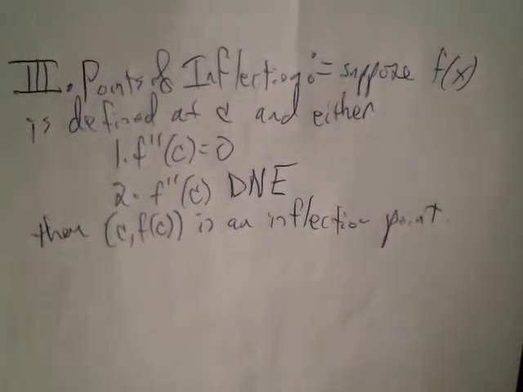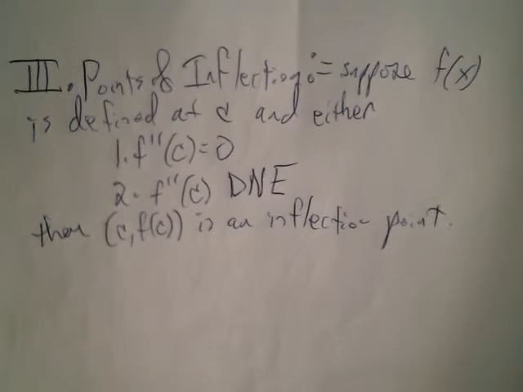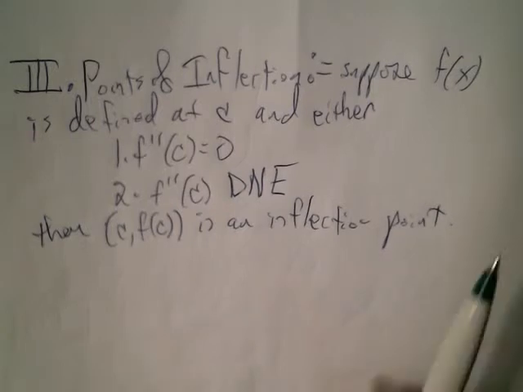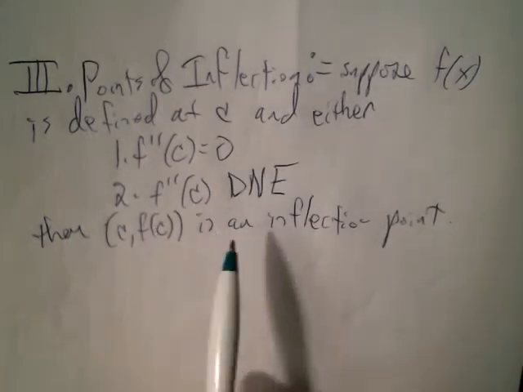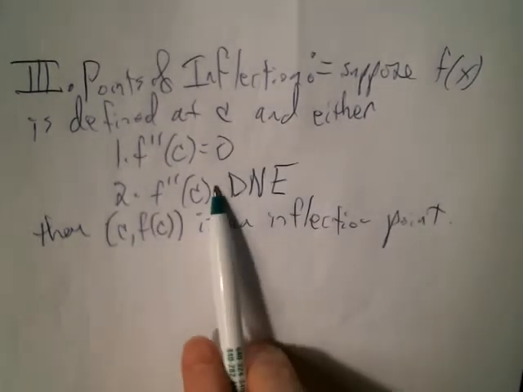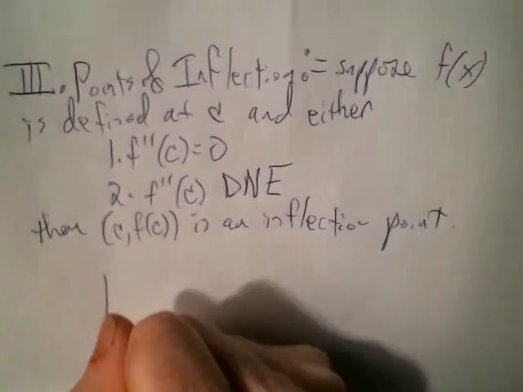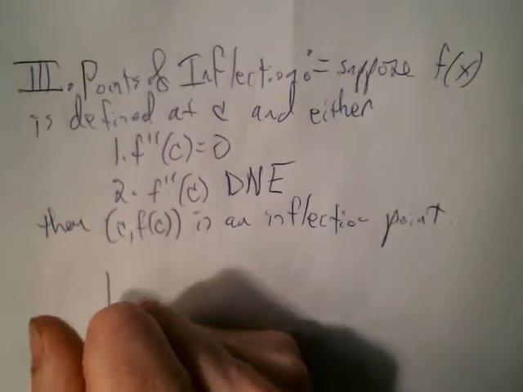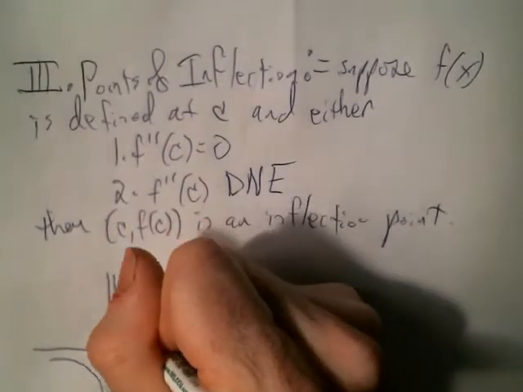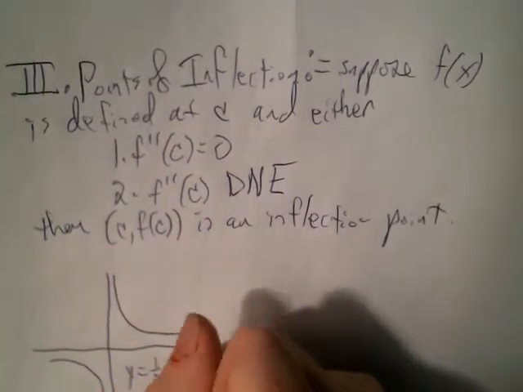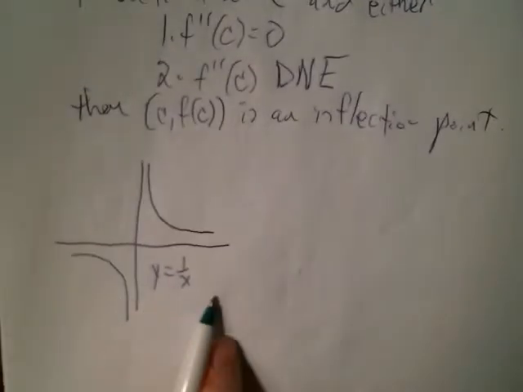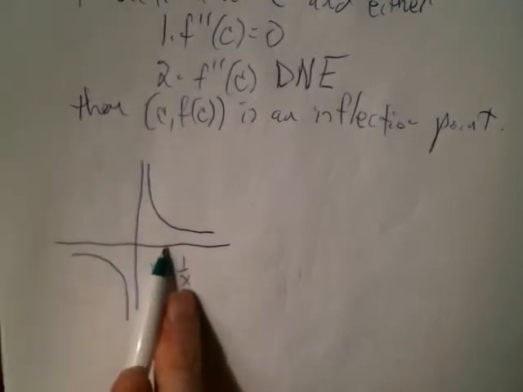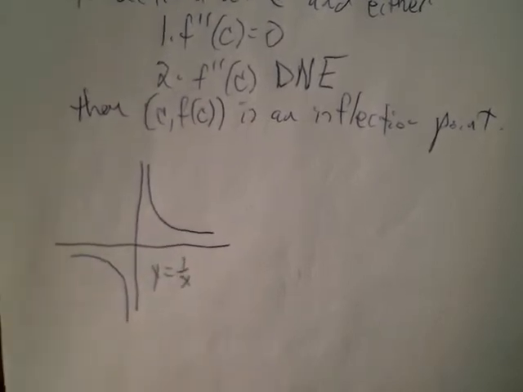In practice, we're not going to be too worried about these minute details. When we go to our number line, even if f double prime is not defined, we're going to be labeling it. You can have certain cases, like the most obvious case, the rational function y equals 1 over x. This thing is not defined at x equals 0, but there's a change in concavity going from this interval to this interval. And we would want to know that fact.